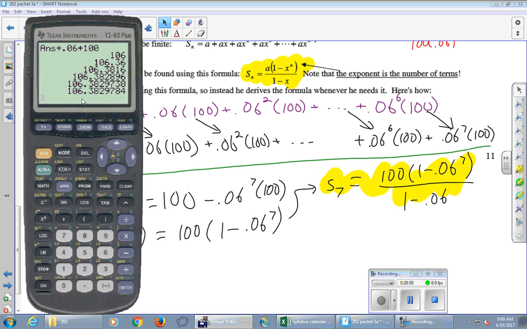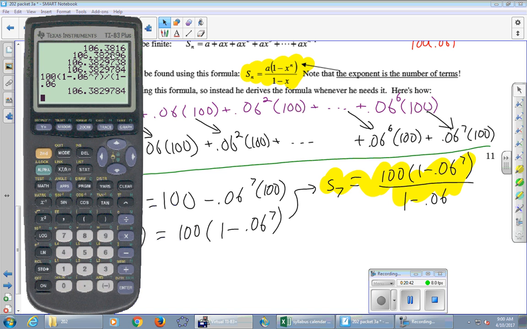I'm going to compare that to typing this thing over here in yellow. 100 times 1 minus 0.06 raised to the 7 divided by 1 minus 0.06. Do that right? Okay, I think we're good. How's it look? Same thing.